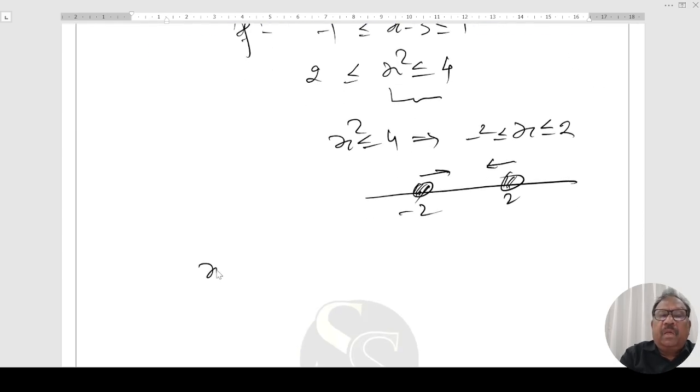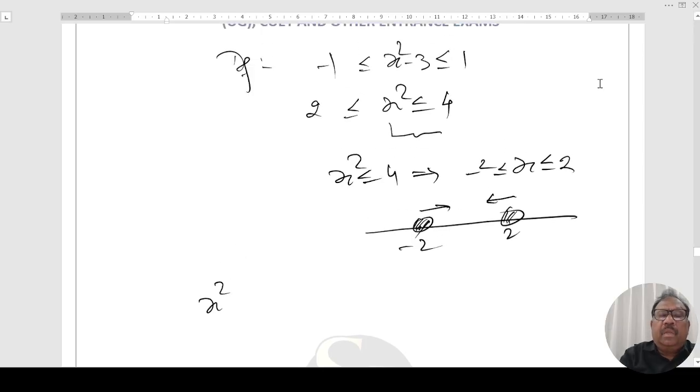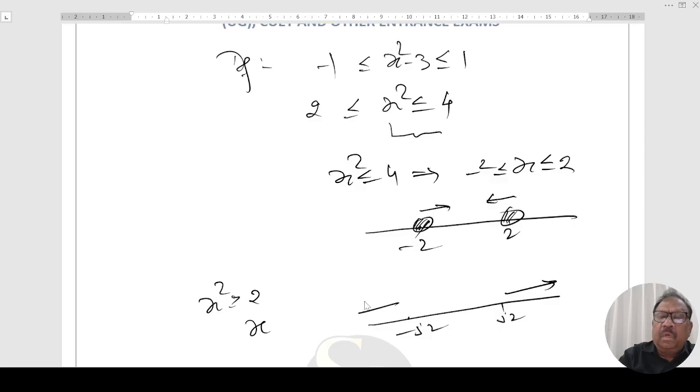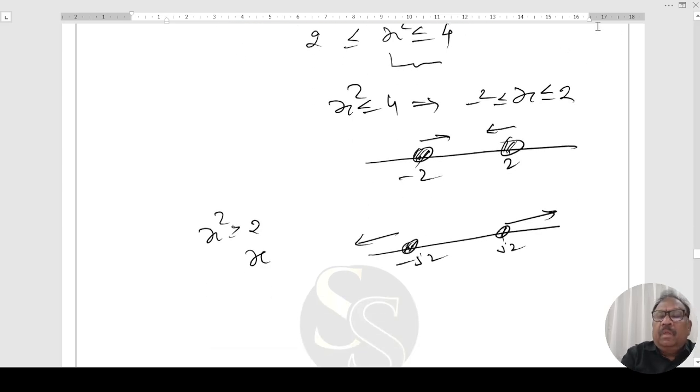And if we consider x square greater than or equal to 2, this will come out to be x outside of minus root 2 and root 2. This one says go this side, that one says go that side, right? So this comes out to be x greater than root 2 or x less than minus root 2.